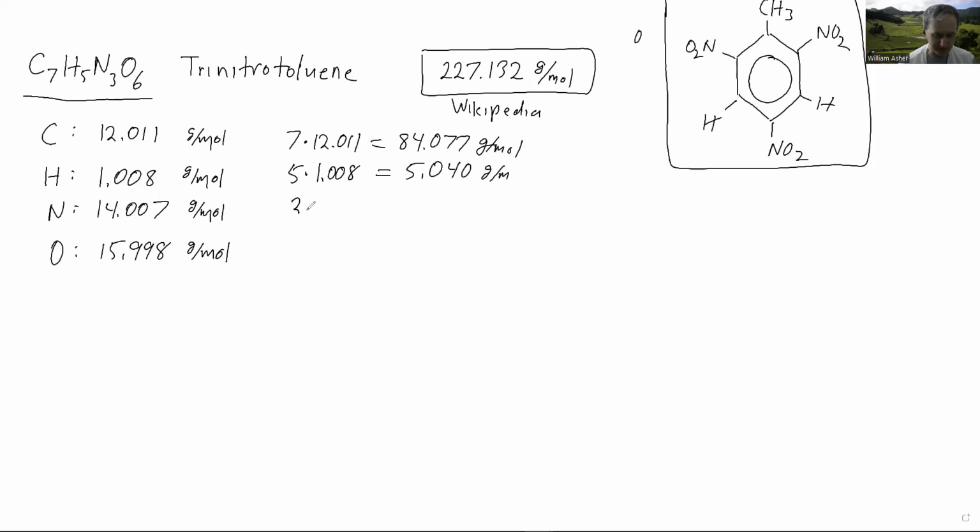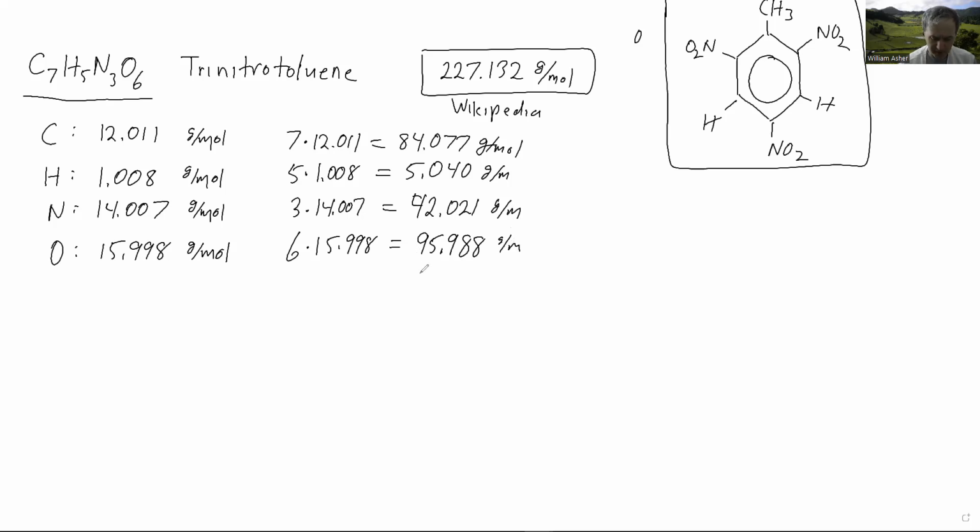And there are 3 nitrogens, so it's 3 times 14.007, which is going to equal 42.021 grams per mole. And then there are 6 oxygens, so 6 times 15.998 is 95.988 grams per mole.